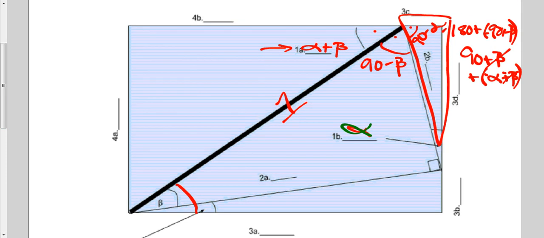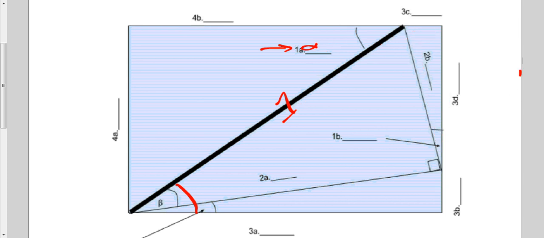Now, this looks like a mess, so I'm going to erase some stuff so we have room to work the rest of the problem. Alpha plus beta, and this is alpha. Okay, now I got some angles. Now what's it ask me for next? It says, use your knowledge of trigonometry to find the length of the following sides with respect to the appropriate angle given. 2A. What's the length of 2A?